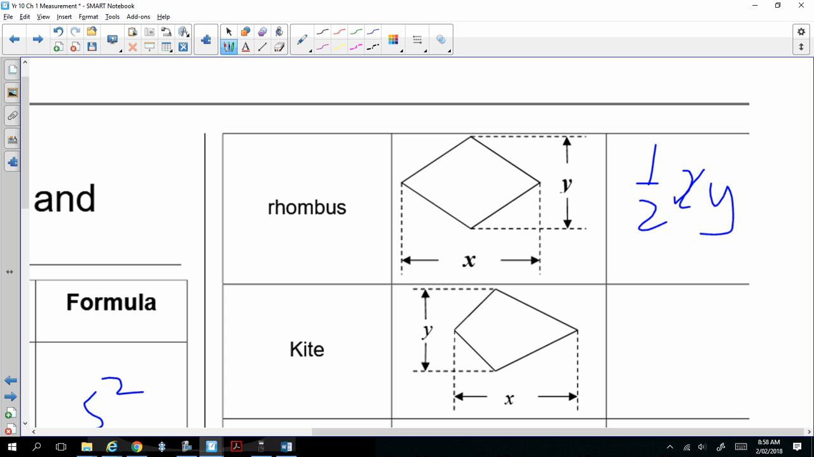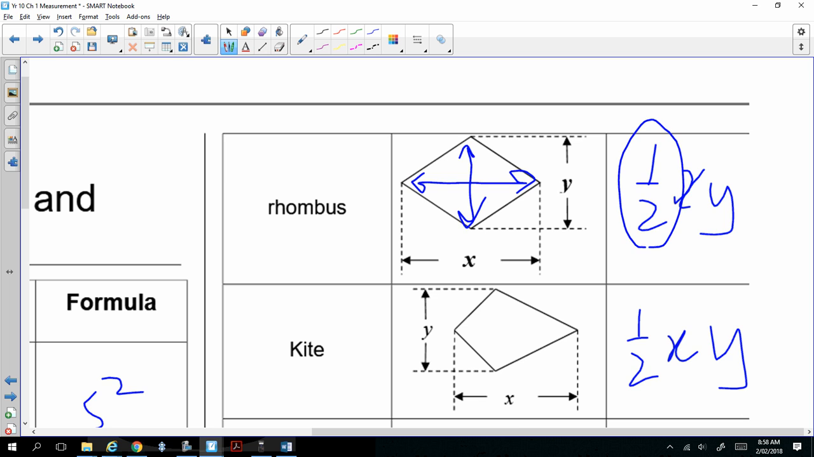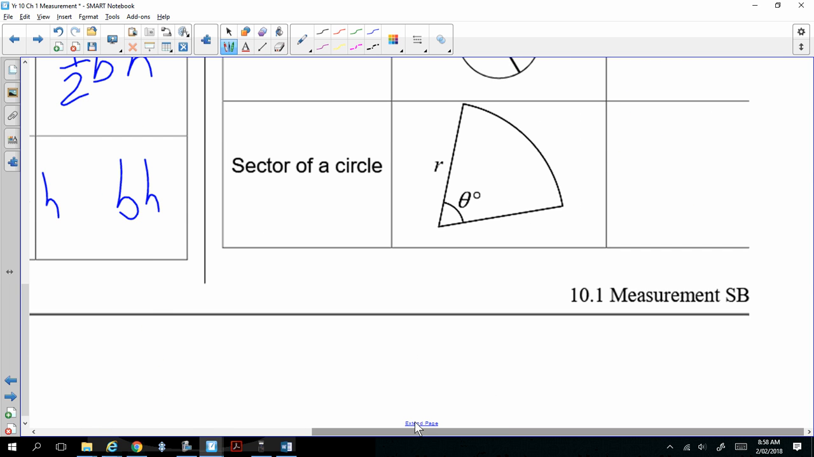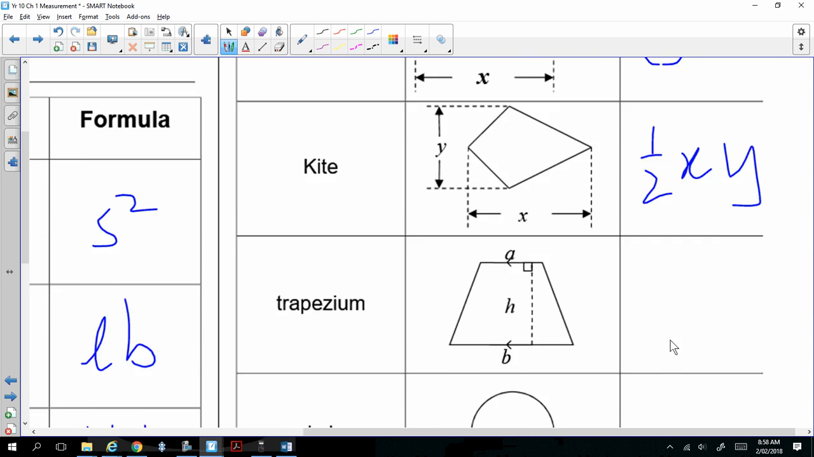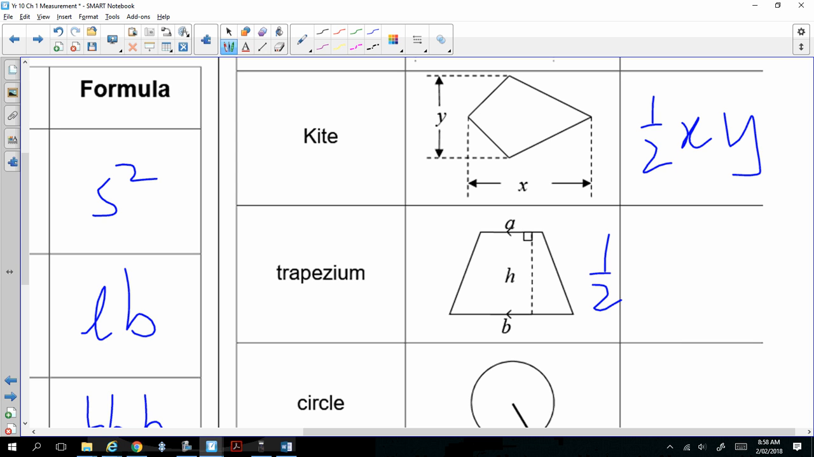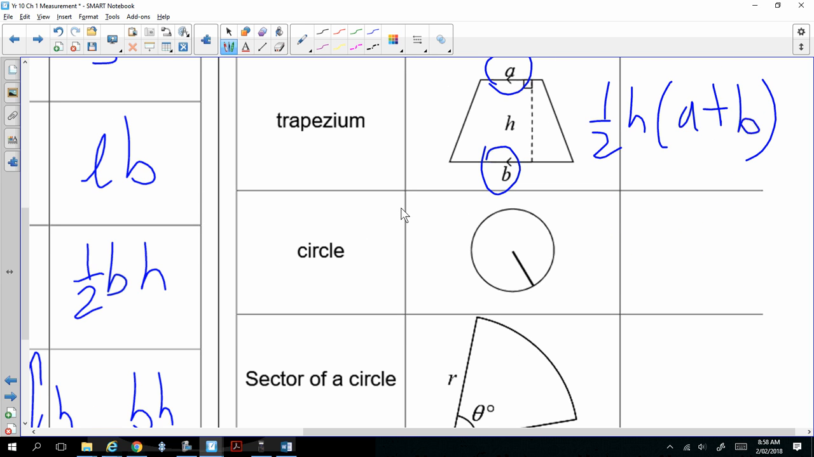Kite is exactly the same, half xy as well. So be careful with the difference between rhombus, which is using the diagonals to calculate with an extra half, and the parallelogram, which doesn't have a half, but involves the base and the height, not the diagonals. Okay, let's move on. Trapezium also has a half, half h, a plus b. A and b are the parallel sides. And circle, r square, and finally sector, theta over 360, pi r square.